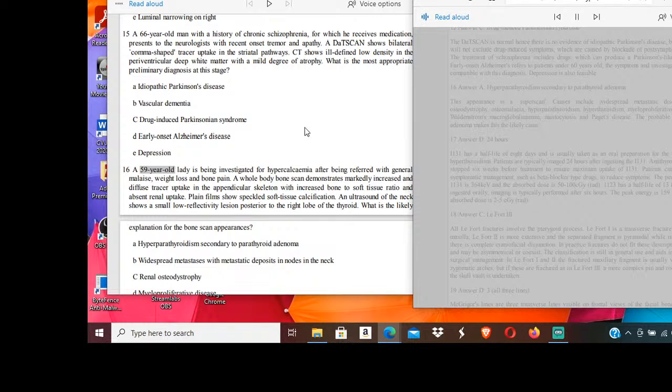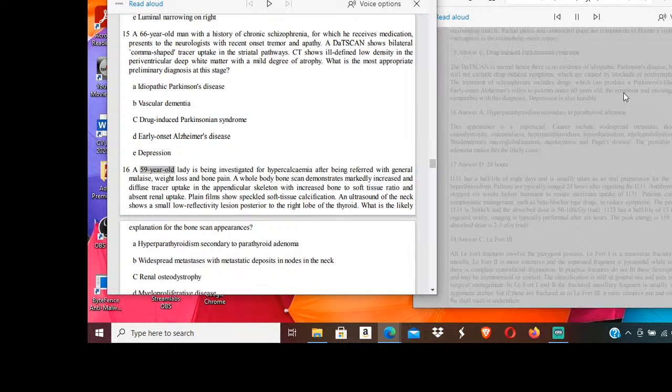15. Answer C. Drug-induced Parkinsonian syndrome. The DaTSCAN is normal, hence there is no evidence of idiopathic Parkinson's disease, but this study will not exclude drug-induced symptoms, which are caused by blockade of postsynaptic receptors. The treatment of schizophrenia includes drugs which can produce a Parkinson's-like syndrome.